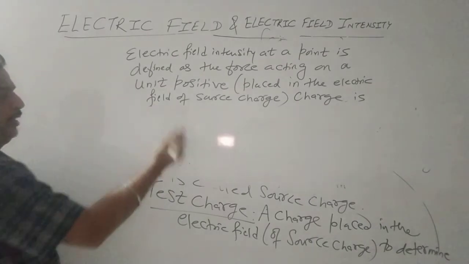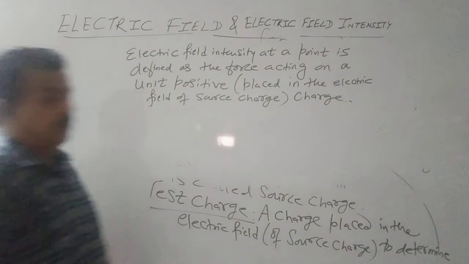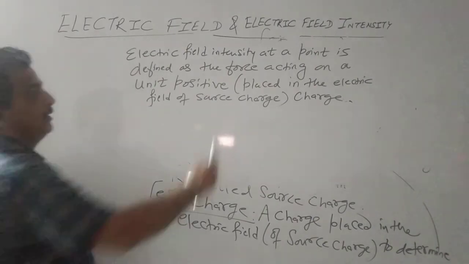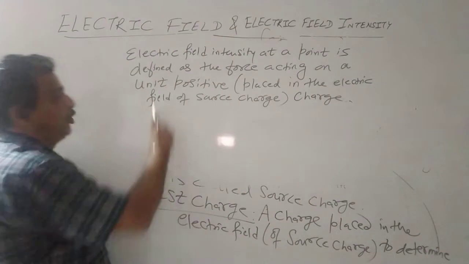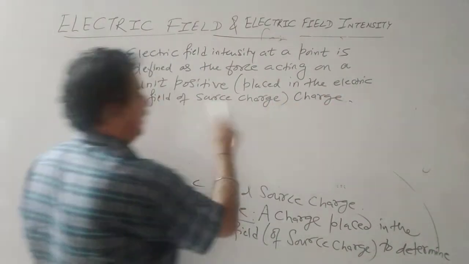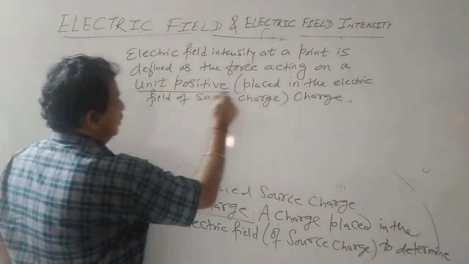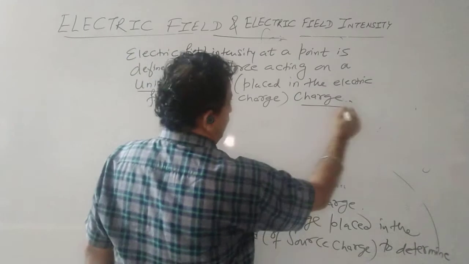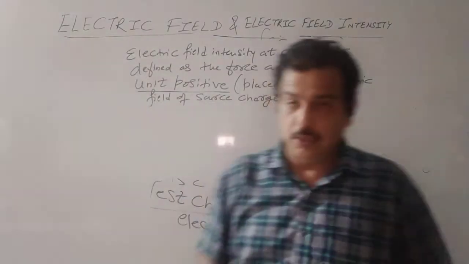So this is the simple definition. Electric field intensity at a point is defined as the force acting on a unit positive charge, and that unit positive charge is placed in the electric field of a source charge. Now we will see what is the meaning of this unit positive charge. Why we have to take a unit positive charge?